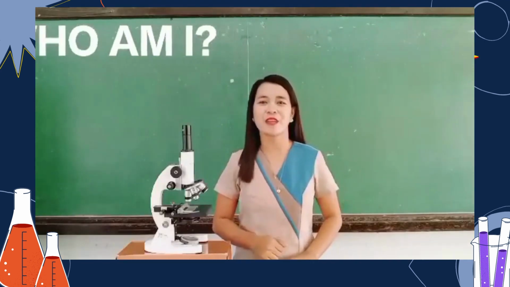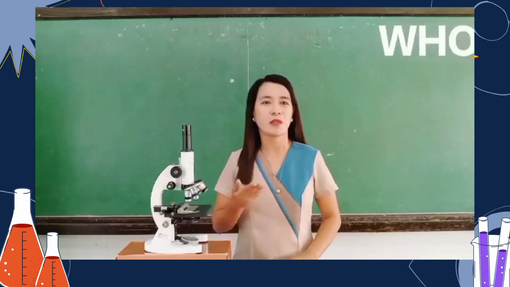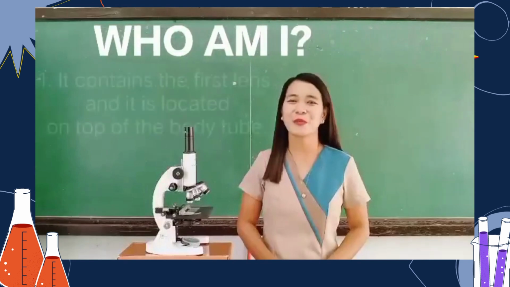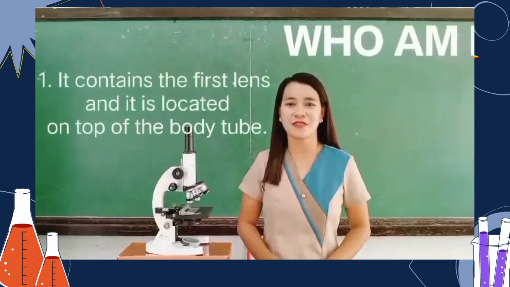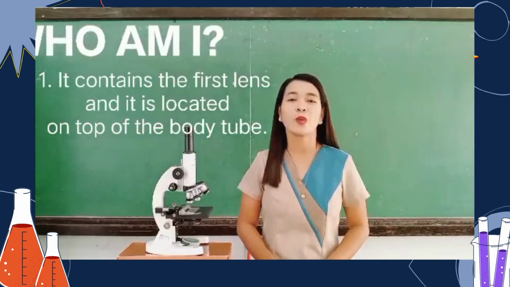Now let's have a game, the Who Am I? Let's see if you still remember the parts and functions of the compound microscope. Question number 1. It contains the first lens and it is located on the top of the body tube. Who am I?